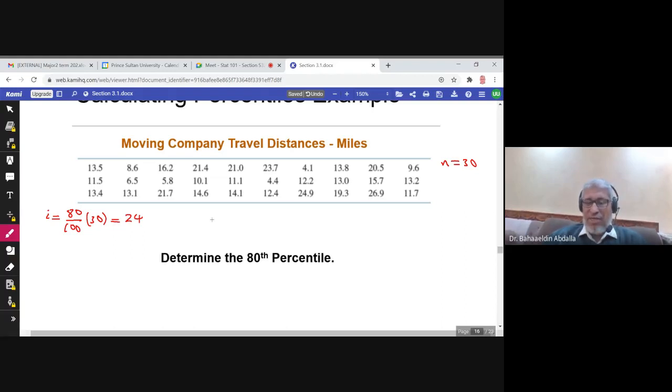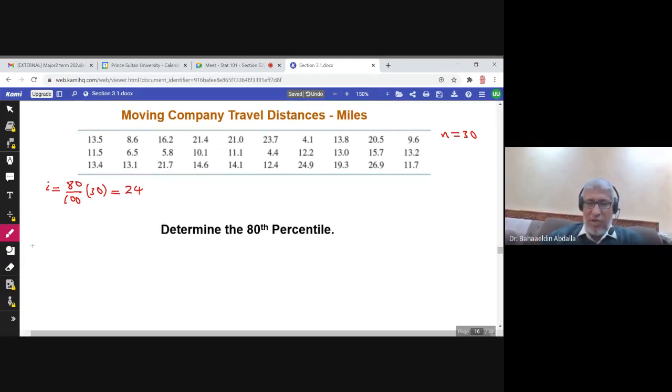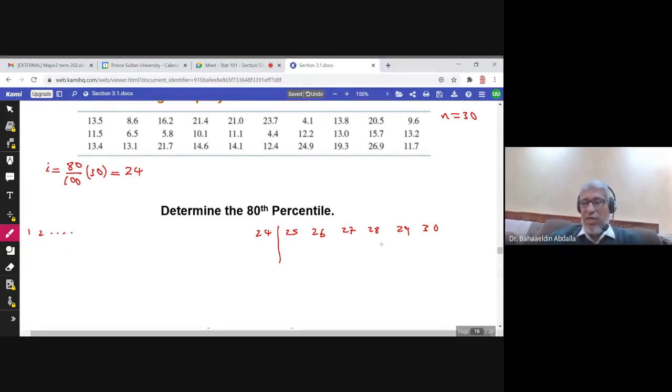So I need to sort the data and find the value in position 24 and the value in position 25. This is position 1, position 2, and so on. Okay, this would be position 30, position 29, position 28, position 27, position 26, position 25, position 24. I need the number which is between position 24 and 25. I can arrange starting from the largest because I need just to answer this question: what is the 80th percentile? So I'm not really interested in sorting the data from the lowest.